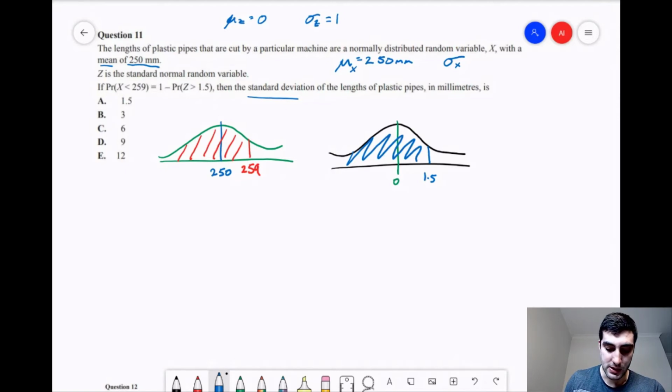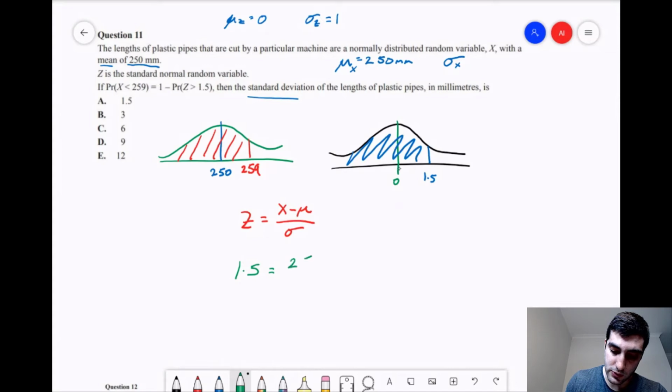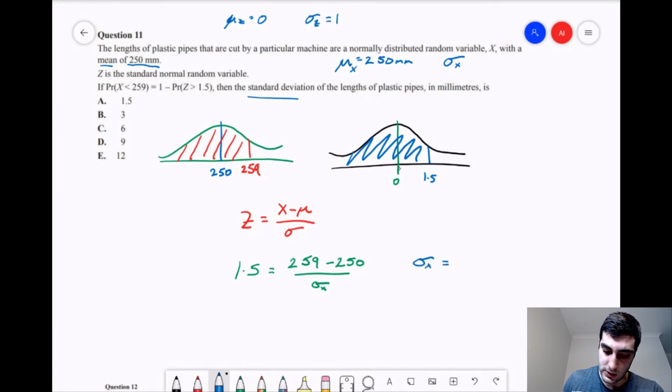So from here, it's just a matter of using that simple formula to convert between z-scores and actual values. We know Z is equal to X minus the mean over the standard deviation. Plugging in our values, Z is 1.5, which would be equivalent to that 259 millimeters minus the mean of 250 over the standard deviation of X. Rearranging that, you'll get the standard deviation of X is equal to 9 over 1.5, which is 6 millimeters, which gives us option C.